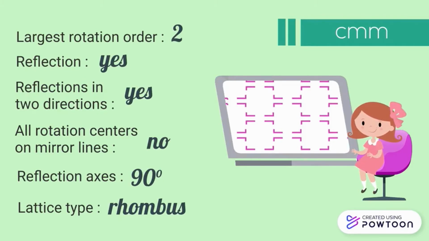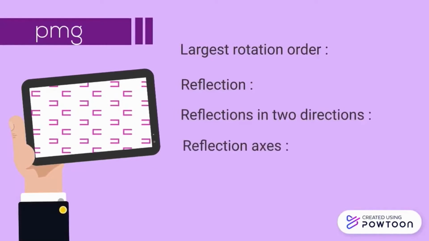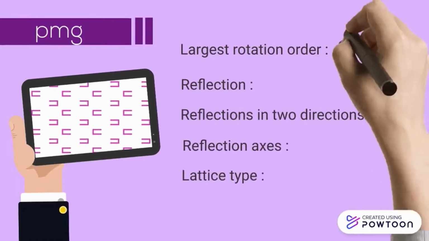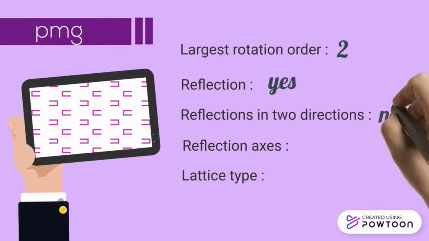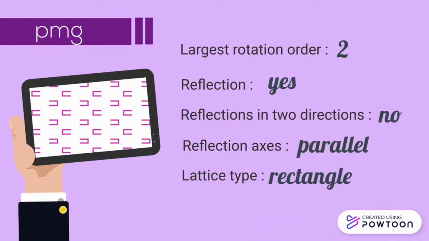The PMG contains both a largest rotation order of 2 and a reflection. The centers of rotation do not lie on the axis of reflection. The lattice is also rectangular, same as the group PMM.